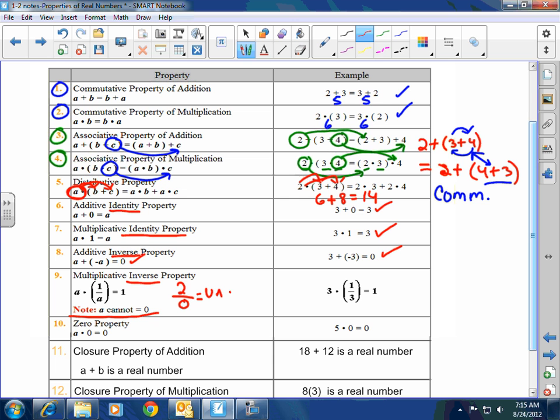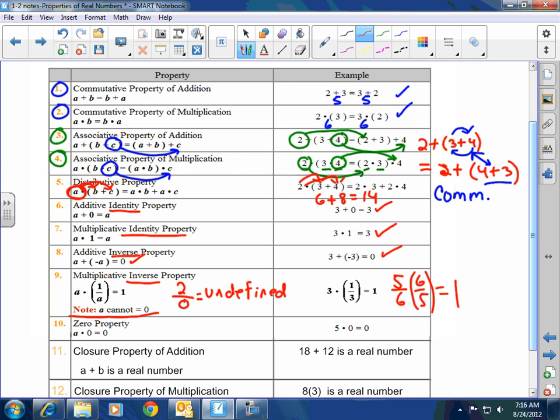That's called undefined. It doesn't exist. It's impossible. So 3 times 1/3 equals 1. But also, please remember, if I had 5/6, the multiplicative inverse of that is going to be 6 over 5, which is also going to equal 1.